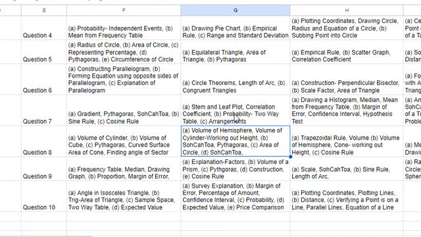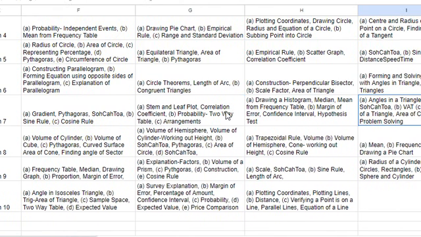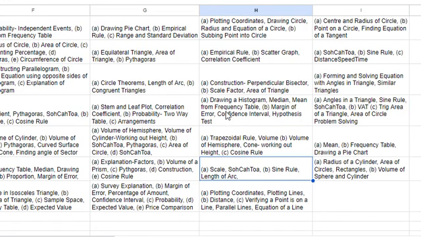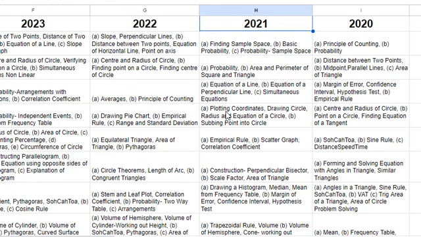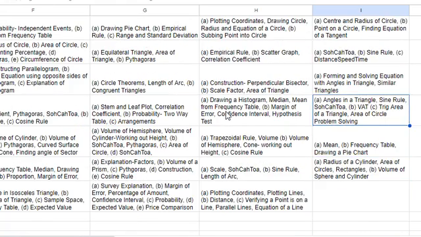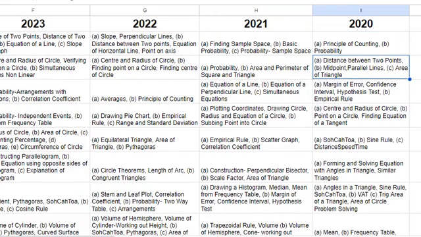Then the same type of thing came up there in question 7, and there was a 2-way table for probability as well in 2022. And then there was a probability question in 2021, question 2. And then question 1 in 2020.